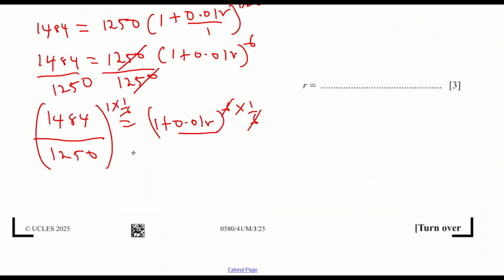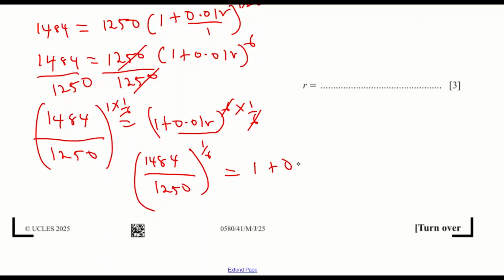So we are left with 1484 over 1250 to the power of 1 over 6, equals 1 plus 0.01r. So instead of writing this like this, I can actually use a root, and the 6 will be here. So they are the same.